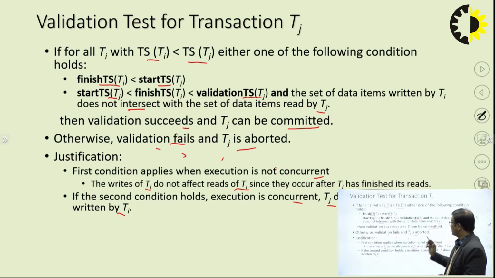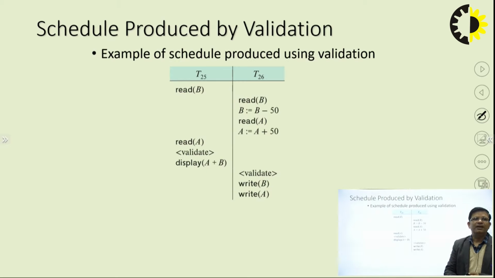And one more thing: the set of data items written by Ti does not intersect with the set of data items read by Tj. Then only the validation test succeeds and Tj should be committed. Let's say this is the schedule produced by validation-based protocol. So this is the example.